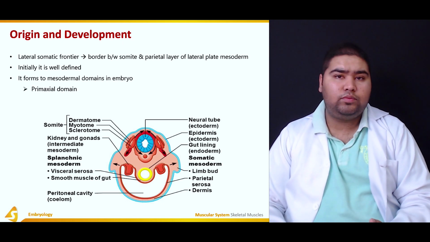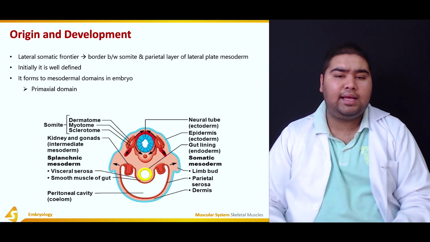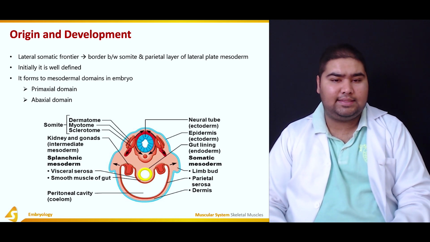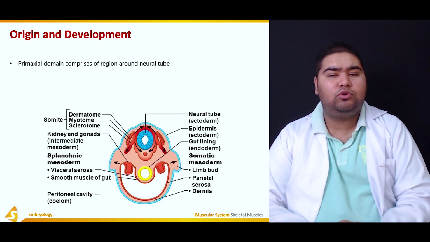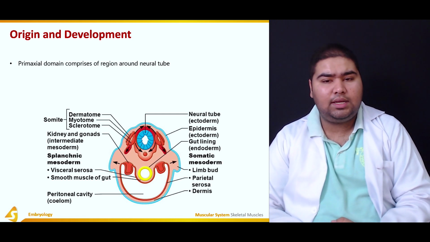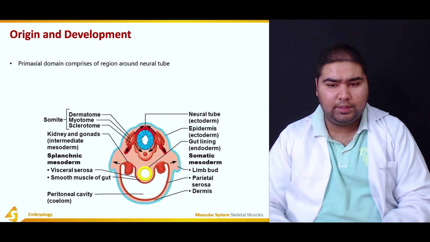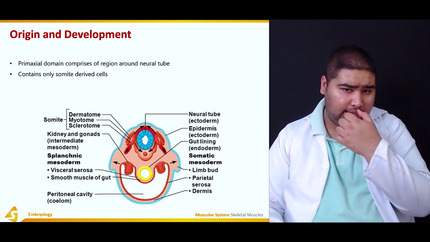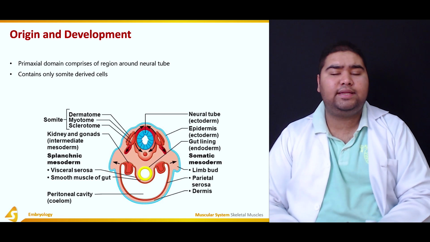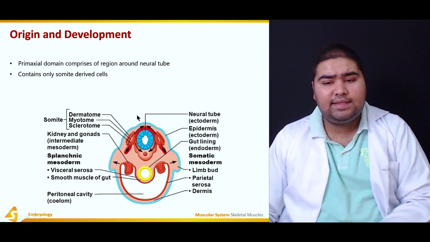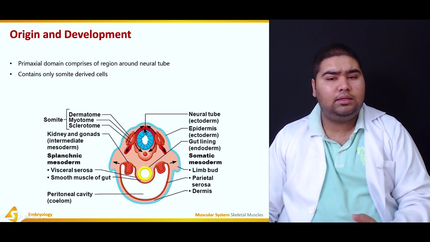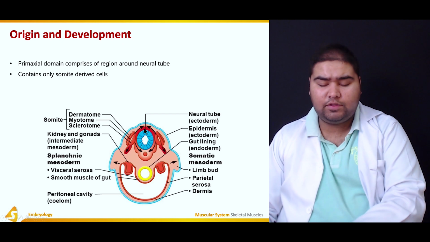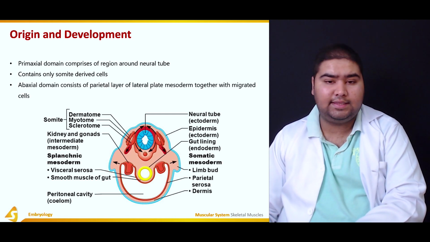There are two mesodermal domains, the prime axial domain and the abaxial domain. So the prime axial domain comprises a region around the neural tube. It contains only somite-derived cells. So this is the neural tube. The prime axial domain consists of the region around the neural tube. It consists only of the somite-derived cells.